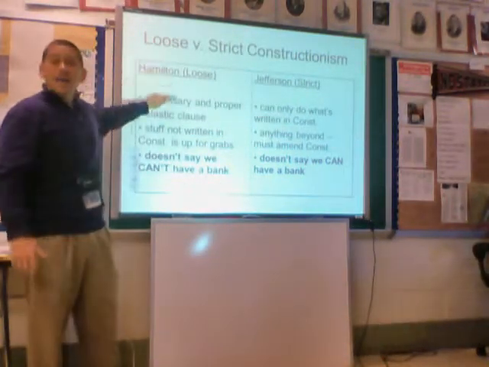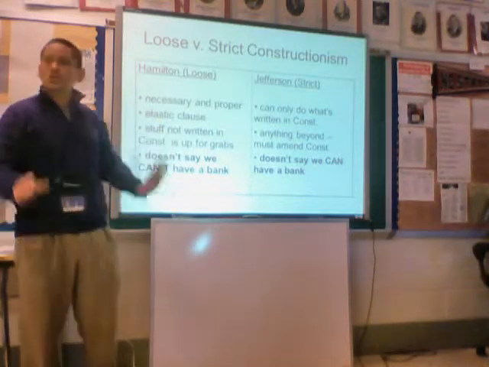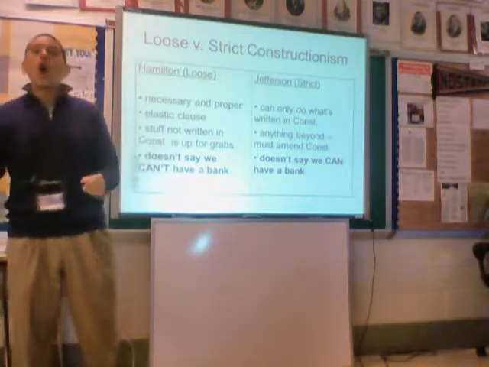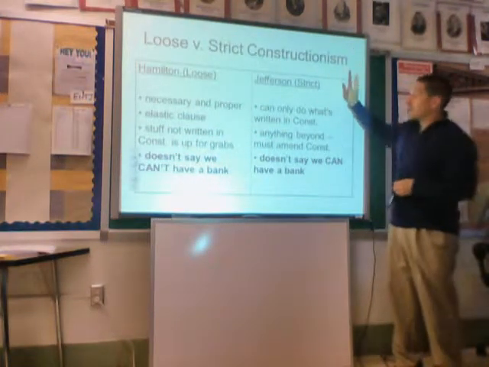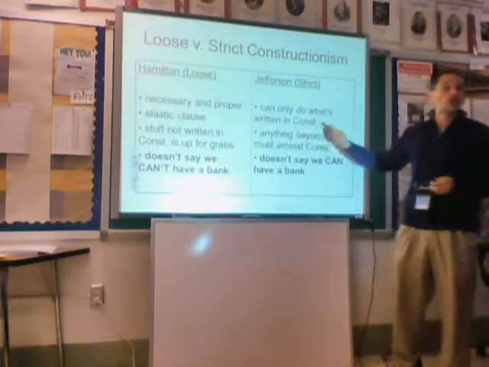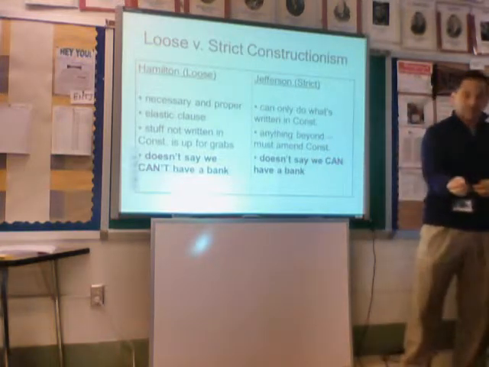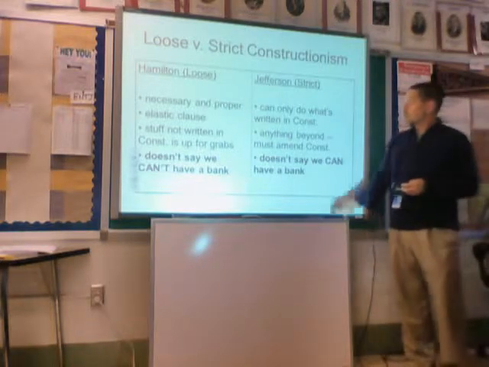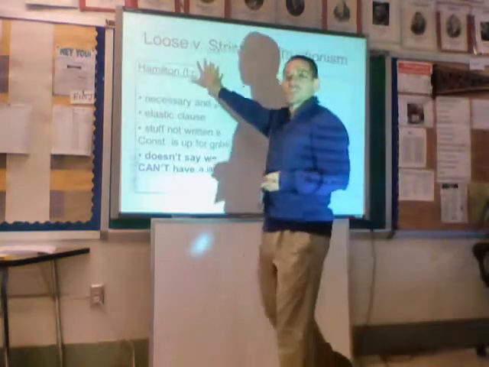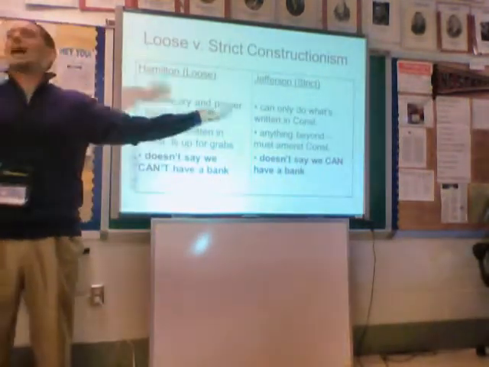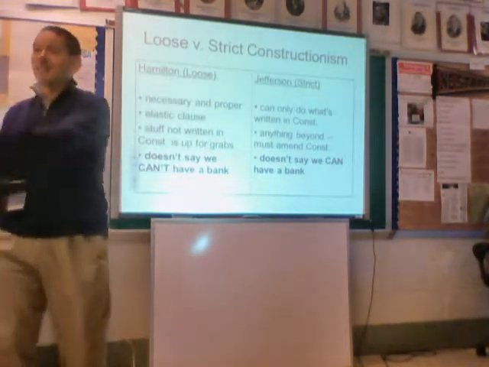So Hamilton says the bank is necessary and proper according to the elastic clause of the Constitution. Stuff not written in the Constitution, up for grabs. Doesn't say we can't have a bank. On the flip side, you've got Jefferson and his crew, and they're saying, wait a minute, that's not in the Constitution. You can only do what's written in the Constitution, and anything beyond, you must create an amendment. So Jefferson and the strict constructionists say, no bank, it's unconstitutional. Hamilton says, yeah, it's constitutional because the elastic clause allows us the flexibility to do it. That's it. Yes, whatever, I'll do what I want.